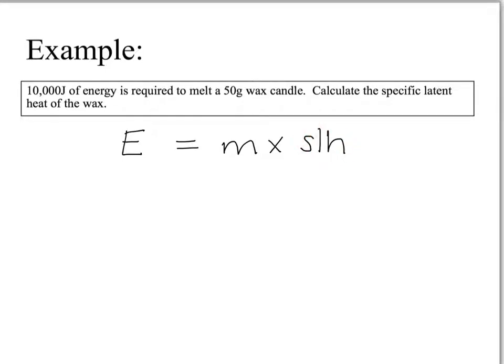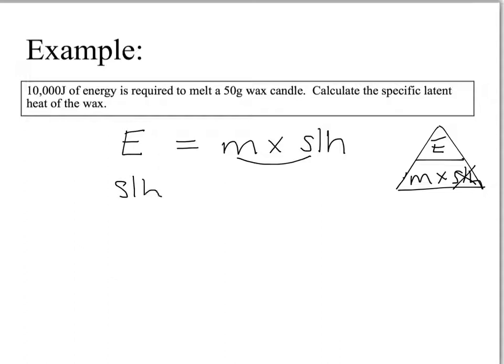So what I'm going to do is use my triangle, and I'm going to put that equation into my triangle. Anything multiplied together in the equation has to be multiplied together in the triangle, which gives me mass and specific latent heat on the bottom. Energy is what's left, so that's going to go at the top. Okay, so now I can use my triangle. The thing I'm trying to find out, specific latent heat, cover that up, and we've got energy divided by mass. So I'm going to write that out here. Specific latent heat equals energy divided by mass.